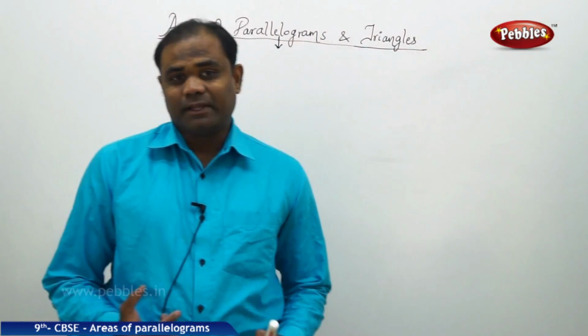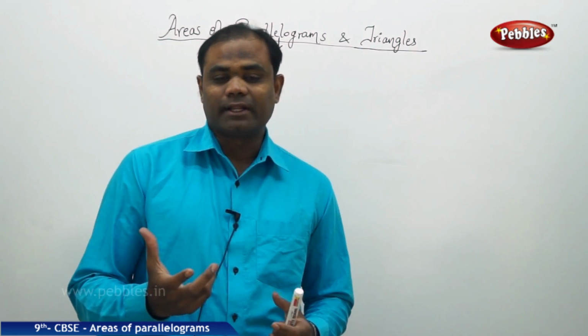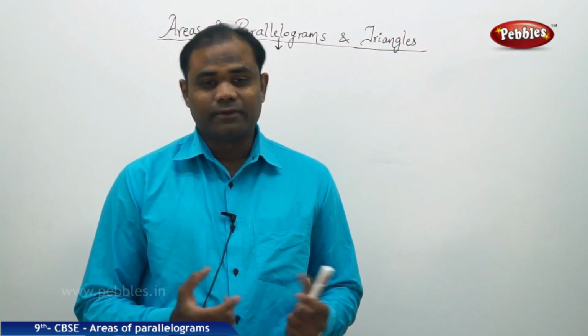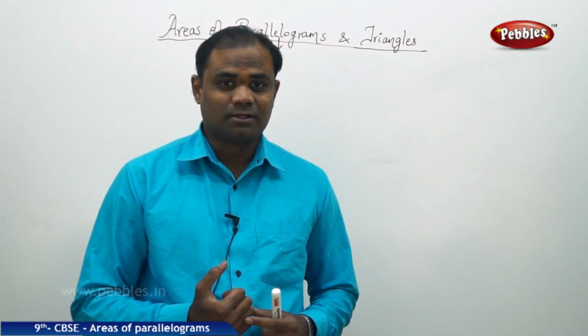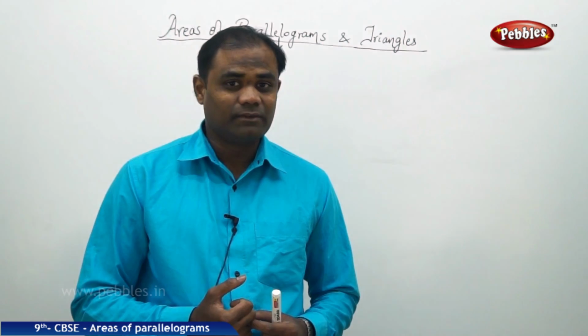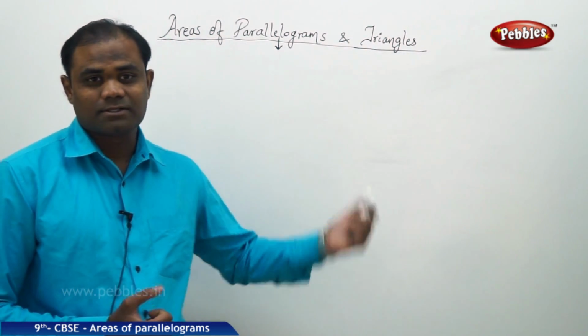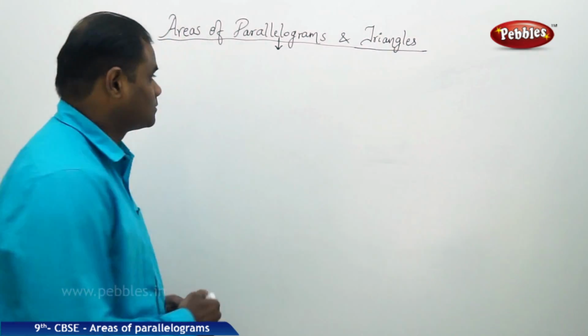Now that we have defined the congruency of two figures, let's see how we can connect congruency with areas. Two figures are said to be congruent if they have same shape and same size. Then what will be the status of their areas is what we are going to define in today's session. Congruency connected with areas.